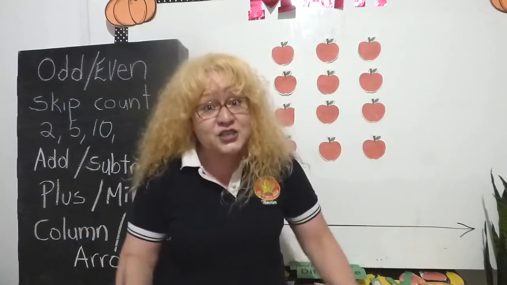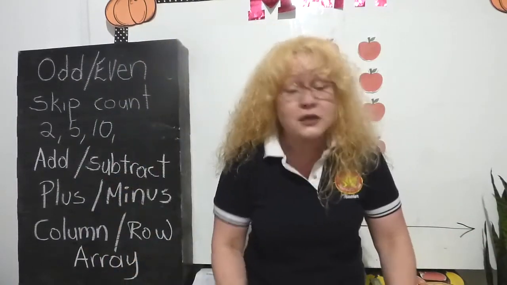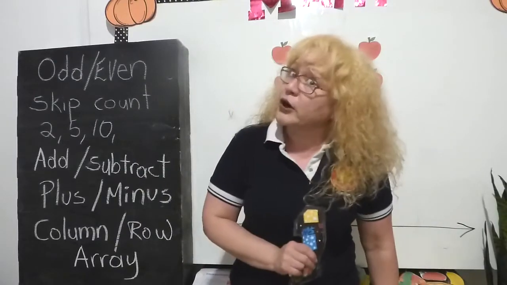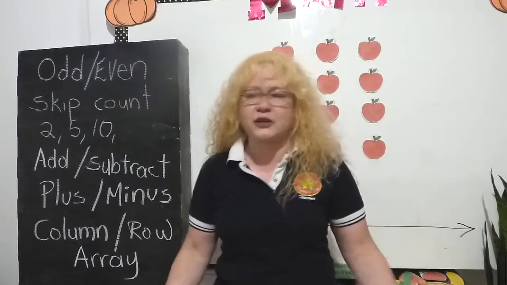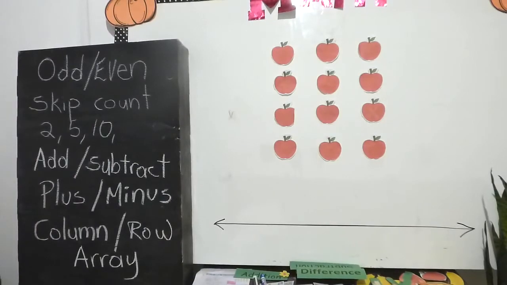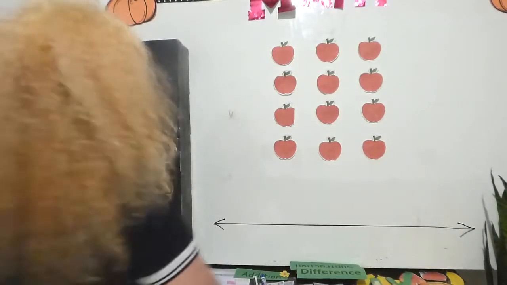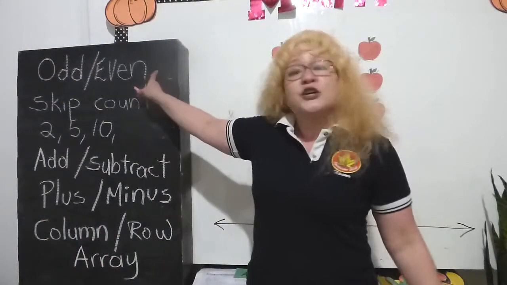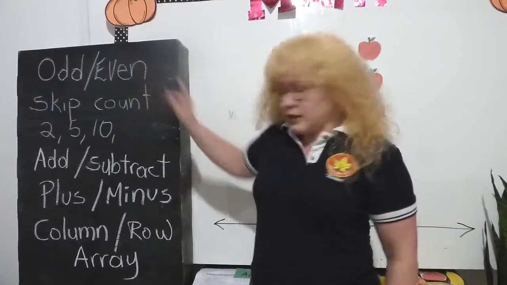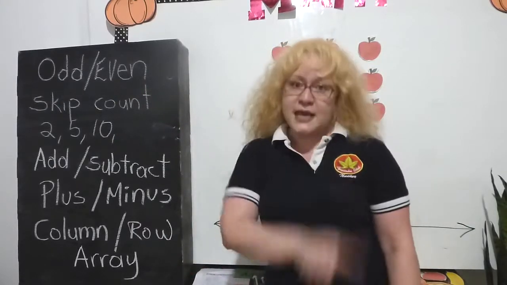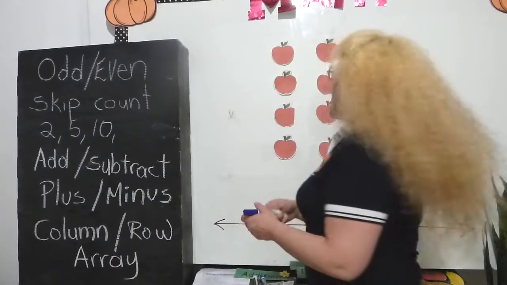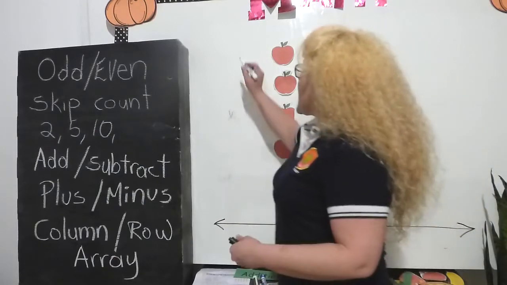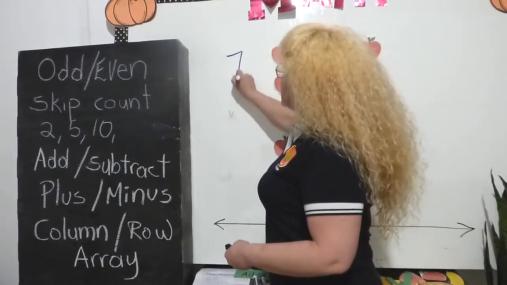Okay, shall I start? I'll try to make it short, that way you don't get bored because it's a lot of information. Okay, let's get started. First, check. Even or odd. Let's see if you remember what even or odd is. Let's see. Number 7.